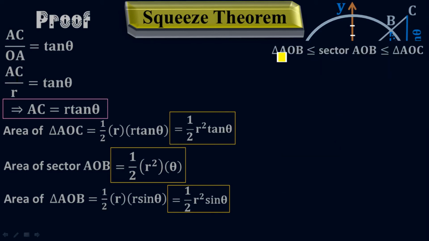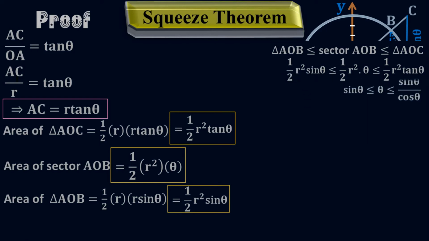Now to plug in the area of triangle AOB, which is here, and the area of sector AOB, which is this, and the area of triangle AOC, which is here. Just plug in those values. The area of triangle AOB is 1/2 r squared sine theta. The area of sector AOB is 1/2 r squared theta. The area of triangle AOC is 1/2 r squared tangent theta. Now to divide this whole expression by 1/2 r squared, just divide this complete expression by 1/2 r squared. So you will get this new statement.